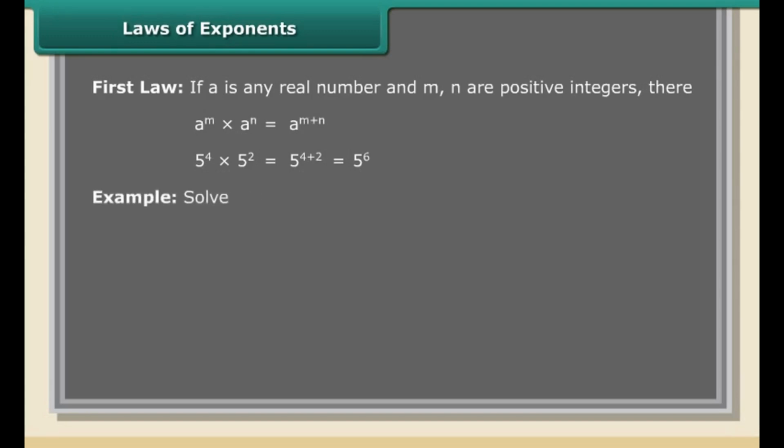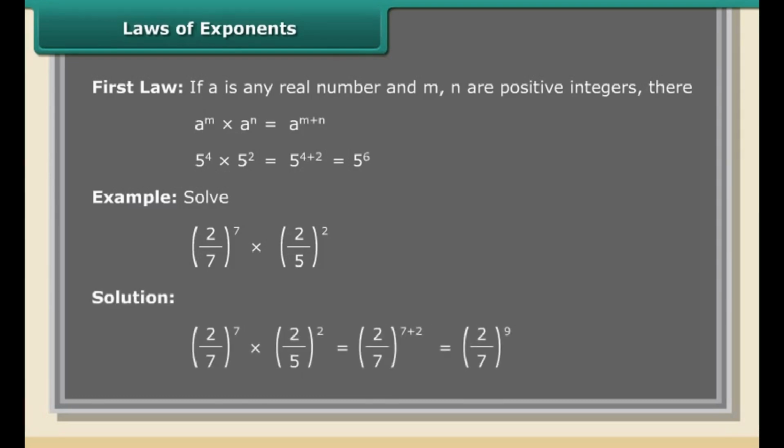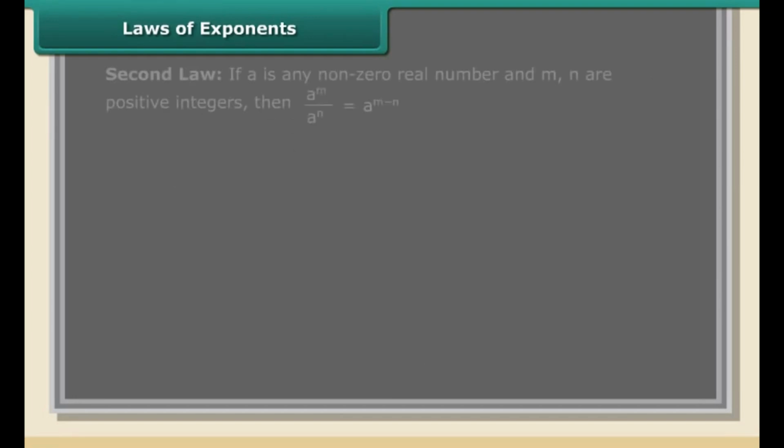Example. Solve (2/7) raised to the power 7 into (2/5) raised to the power 2. Solution. (2/7) raised to the power 7 into (2/5) raised to the power 2 is equal to (2/7) raised to the power 7 plus 2, which is equal to (2/7) raised to the power 9.